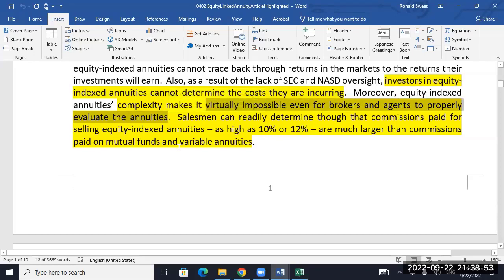I'm going to talk about how you would actually evaluate them, and this article does some of that for you. However, the salespeople can calculate the commission pretty quickly. That's not difficult for them. It's a 10% commission, and they're selling a $500,000 policy. They know what their commission is. $50,000. That's pretty easy to calculate.